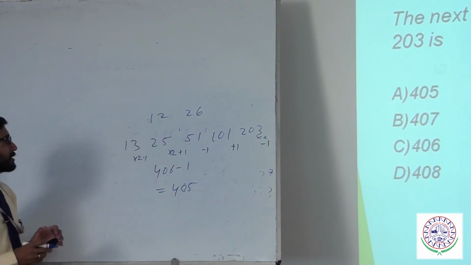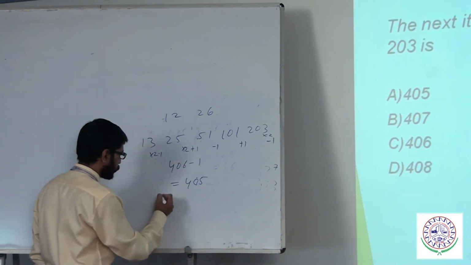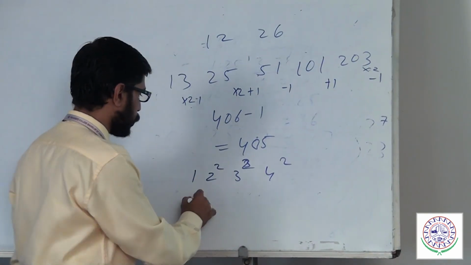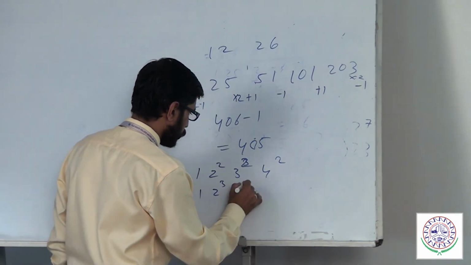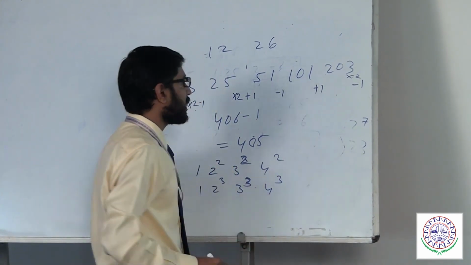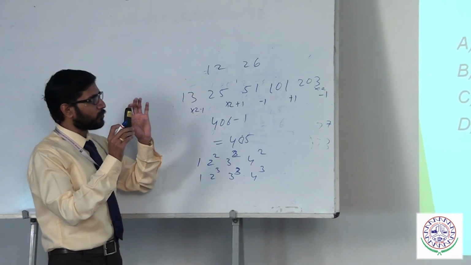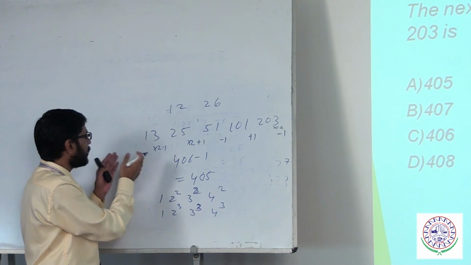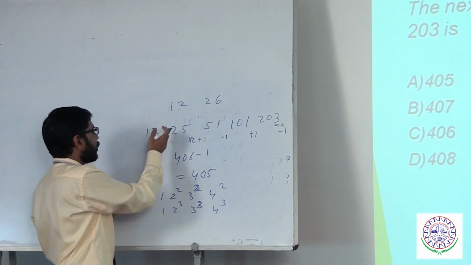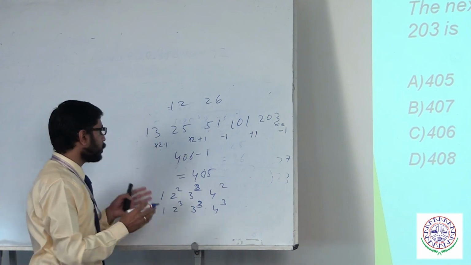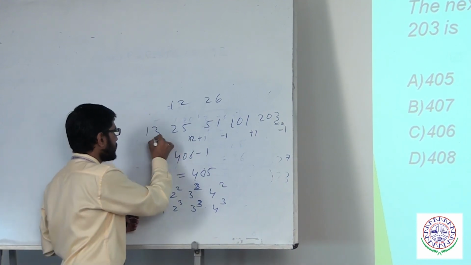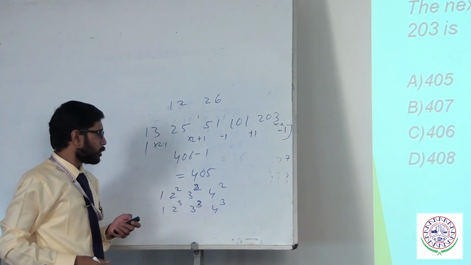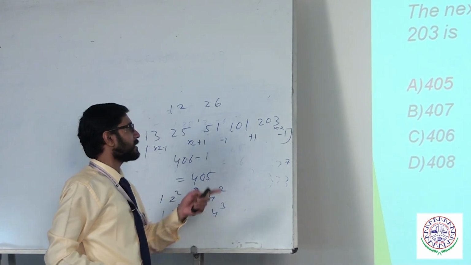So you have to be very careful. Sometimes it can be questions of squares, 1 square, 2 square, 3 square, 4 square and so on. Or it can be cubes, 1 cube, 2 cube, 3 cube and so on. So try to read the question one or two times so that you can make some relation. If you observe clearly, 13 double is 26 minus 1, so 25 is approximately double of this. So there is some relation between these two. If you get this technique correctly, multiplied by 2 minus 1 plus 1, you can easily get the answer. So the answer for this question is option A, that is 405.